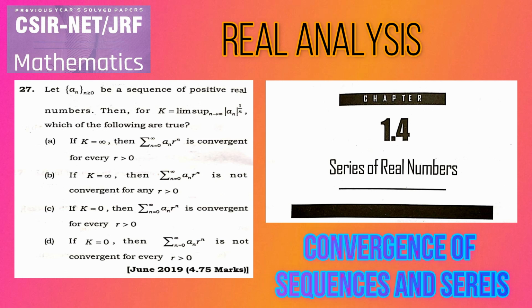We have to figure out which one of the options is correct. The first option: if k is equal to infinity, then the sum from n equals 0 to infinity of a_n r raised to n is convergent for every r bigger than 0. The second option says that if k is equal to infinity, then the sum of a_n r raised to n is not convergent for any r bigger than 0. The third option: if k is equal to 0, then the sum of a_n r raised to n is convergent for every r bigger than 0. And the fourth option says that if k is equal to 0, then the sum of a_n r raised to n is not convergent for every r bigger than 0.